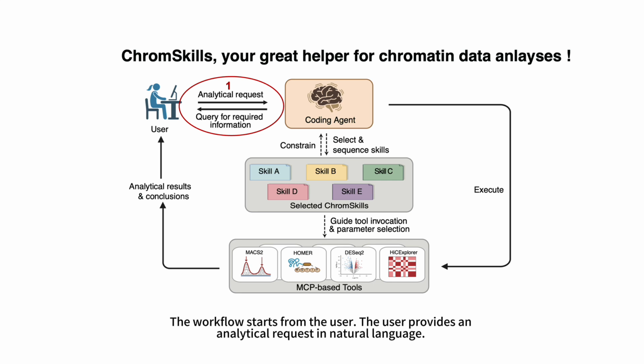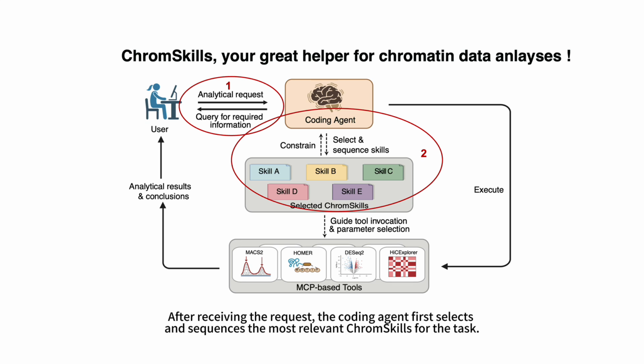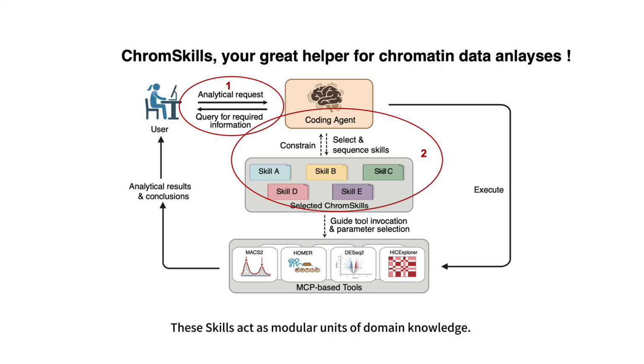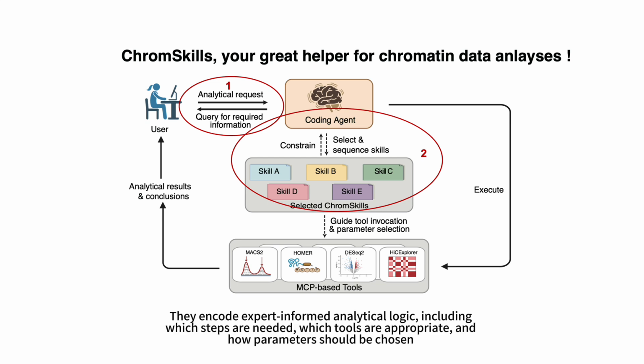The workflow starts from the user. The user provides an analytical request in natural language. After receiving the request, the coding agent first selects and sequences the most relevant ChromSkills for the task. These skills act as modular units of domain knowledge. They encode expert-informed analytical logic, including which steps are needed, which tools are appropriate, and how parameters should be chosen.